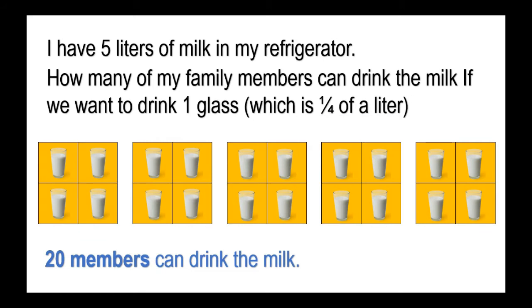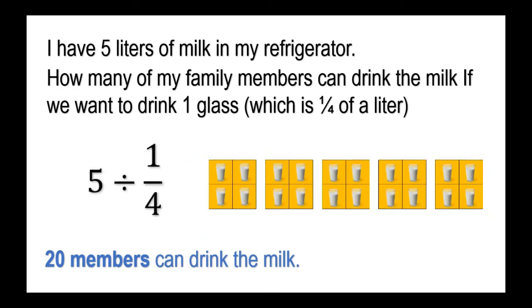Now let me show you the mathematical statement you have solved behind this situation. So this is the mathematical question that you have solved: 5 divided by 1/4, because when we solve 5 divided by 1/4, it is the same as finding how many quarters are in 5 wholes. So if you understand the meaning of division, you can relate it to the real life context.